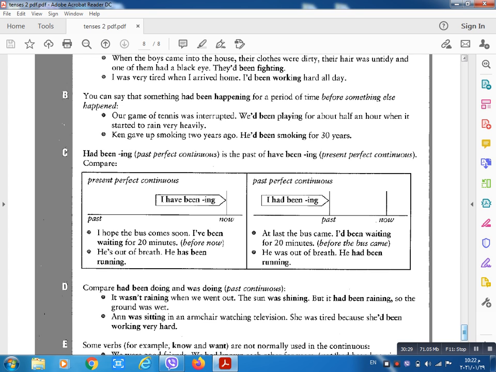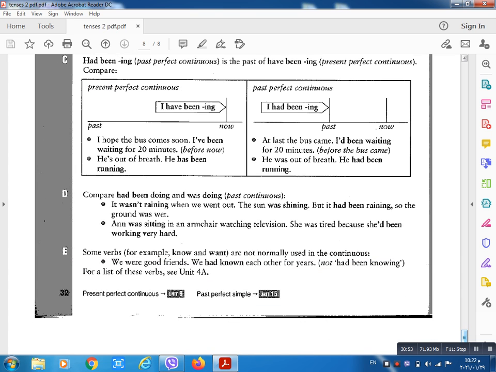Have you seen, dear students, the last point, which is always given with the continuous forms? Be careful about some verbs, for example, know, want, etc., that could never accept the continuous form. I cannot say I am wanting. I cannot say I am knowing, or I have been knowing, or I had been knowing. Be careful. This was the last point in our lecture today. I hope that you have understood. Thank you very much.